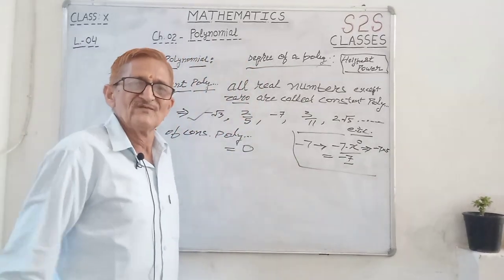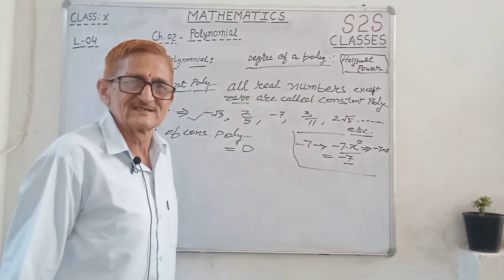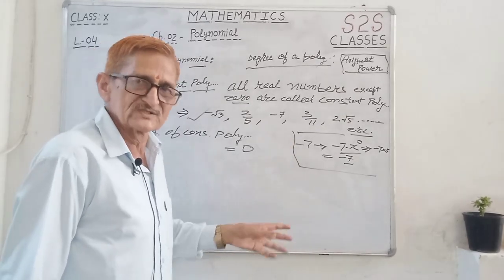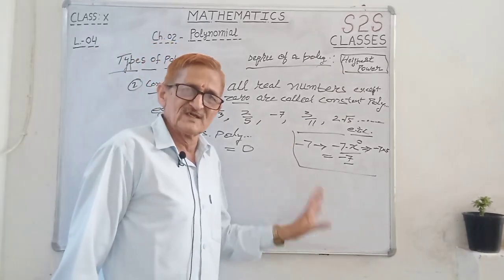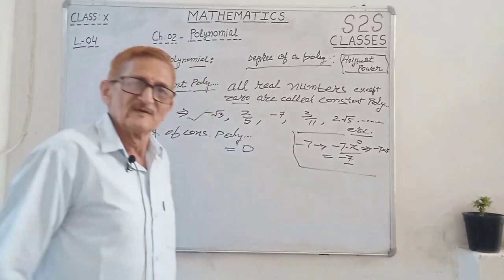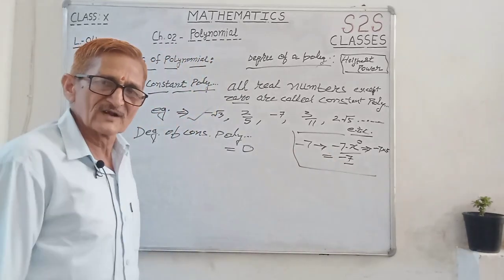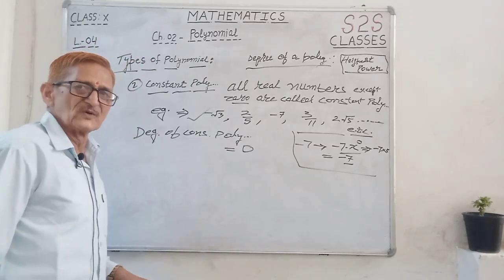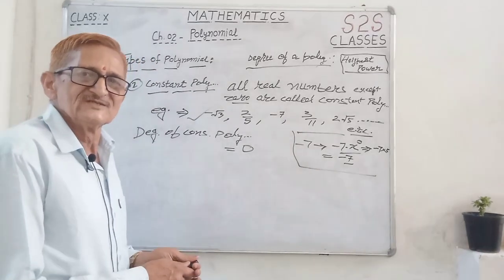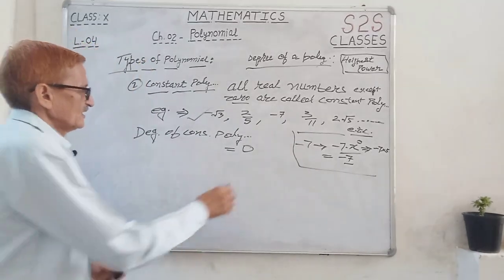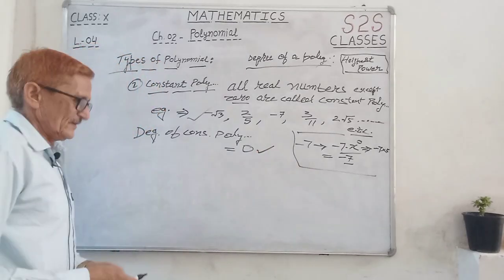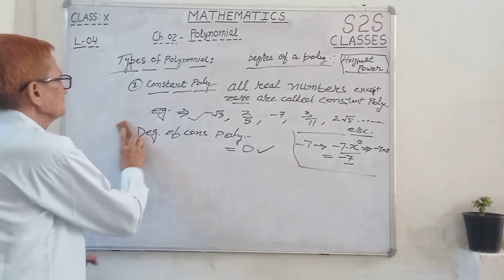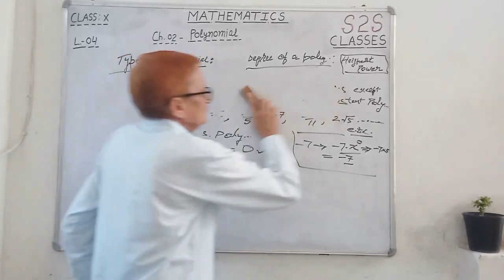So with x power 0 we can write every constant number except 0. The highest power of the variable is called the degree. So the degree of this polynomial is 0. Okay. Now after that, the next polynomial, number 3.